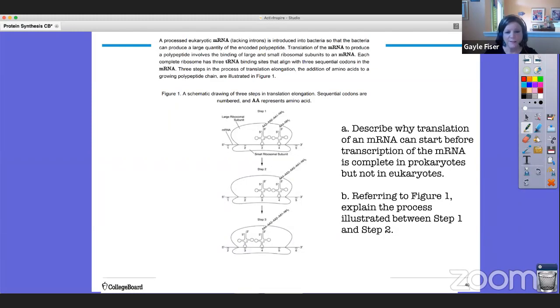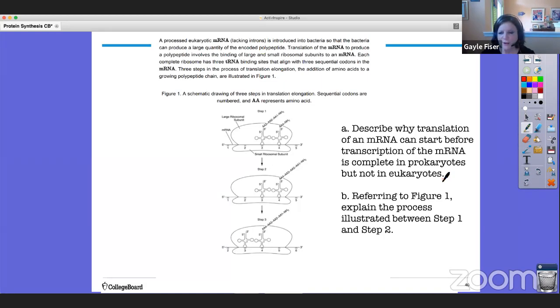So if this is figure 1, you've seen it, I've used it actually a number of times already through these videos. A schematic drawing of 3 steps in translation elongation. Sequential codons are numbered, and AA right here represents an amino acid. So the first thing we need to do is describe why translation of a messenger RNA can start before transcription of the messenger RNA is complete in prokaryotes, but not in eukaryotes. I'll give you just a moment to think about that, and you should go ahead and jot some thoughts down.